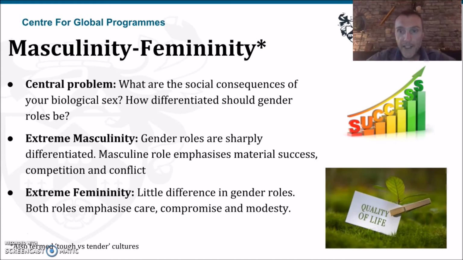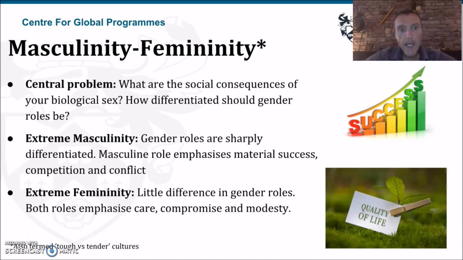So we have, in extremely masculine cultures, gender roles that are sharply differentiated. Okay, the masculine role emphasizes material success, competition, and conflict, and conversely, the feminine role emphasizes the appropriateness of more submissive, caring, cooperative behavior.